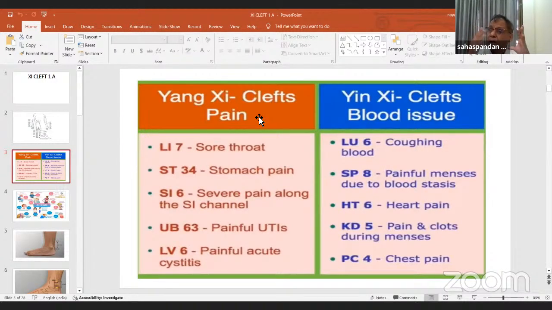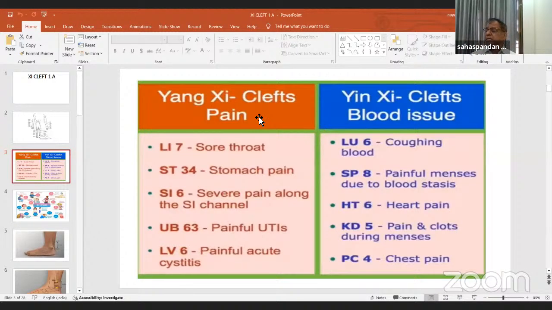If some patients come to you and tell you, doctor, blood is coming out when I am cupping, so can you do something for me? So yes, your answer should be yes. Apply the LU6, lung 6.